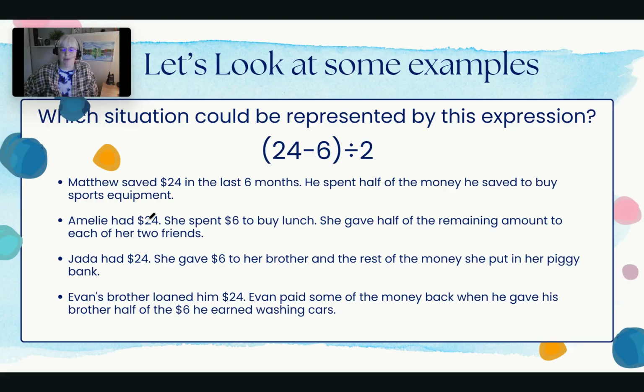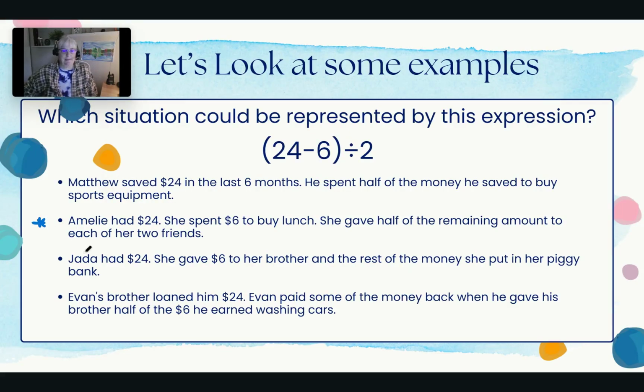Emily had $24. She spent $6 to buy lunch. She gave half of the remaining amount to each of her 2 friends. All right, so she starts out with $24. She spends 6, so that would be minus 6. And then half of what's remaining she gives to her friends. Ooh, I like this one, but I'm going to read the next ones just to see.